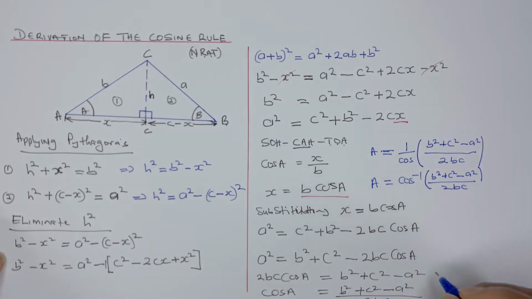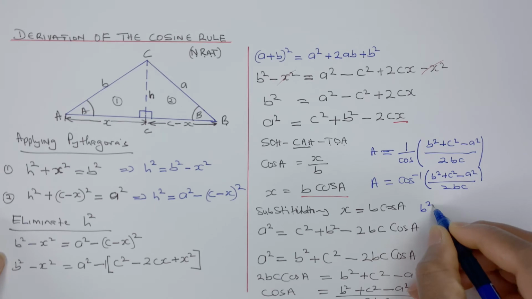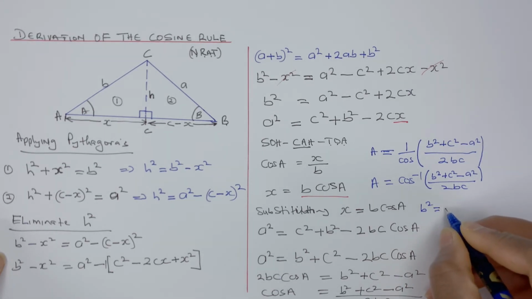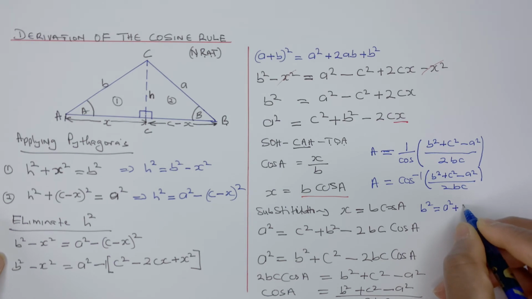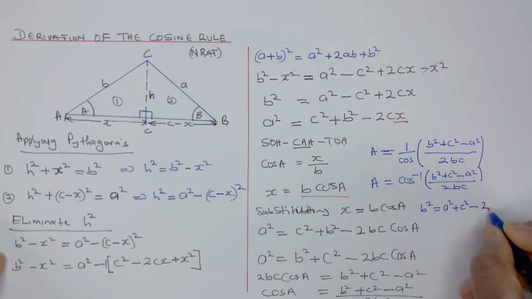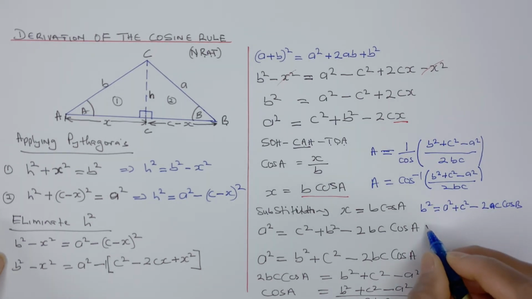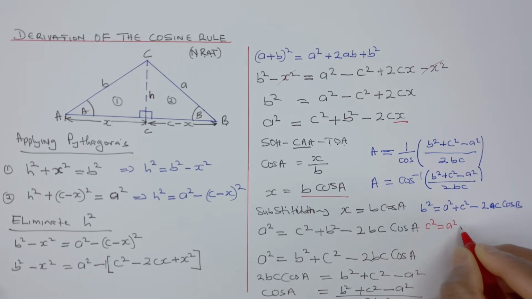So this pattern repeats for the other ones as well. If I want to write b squared now, I could write b squared equals a squared plus c squared minus 2ac cos b. And if I were to write c squared, I could write c squared equals a squared plus b squared minus 2ab cos c. And that's how the pattern works. And then you can rearrange them to find the angles as well.